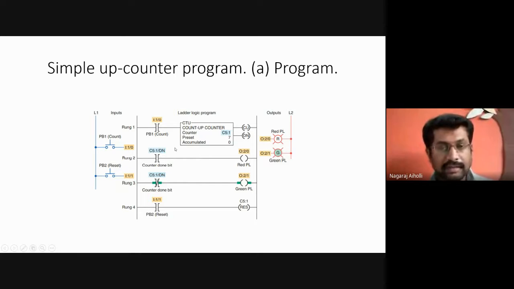They have given the addresses for these input switches. The address of input switch PB1 is I:1/0, and for PB2 it is I:1/1. This output has the address O:2/0, then this is O:2/1. That is output, slot number 0; output 2, slot number 1; input 1, slot number 0; input 1, slot number 1, like that, rack number and slot number. Similarly for the red pilot light and the green pilot light.